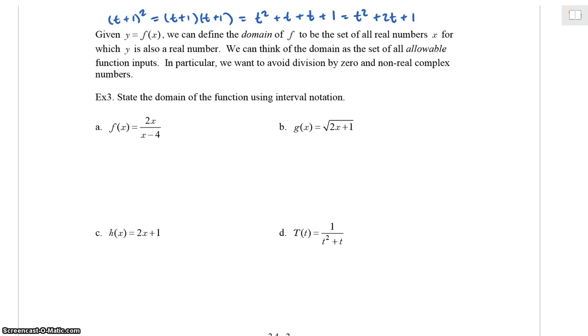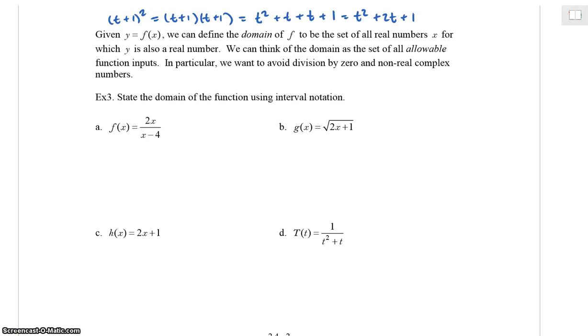Next, we move on to considering the domain of a function. How to find the domain of a function where the function is given by some sort of formula or equation. Given y equals f of x, we can define the domain of f to be the set of all real numbers x for which y is also a real number. We can think of the domain as the set of all allowable function inputs. In particular, we want to avoid division by zero and non-real complex numbers, for example, something like the square root of negative 1, which is not a real number.